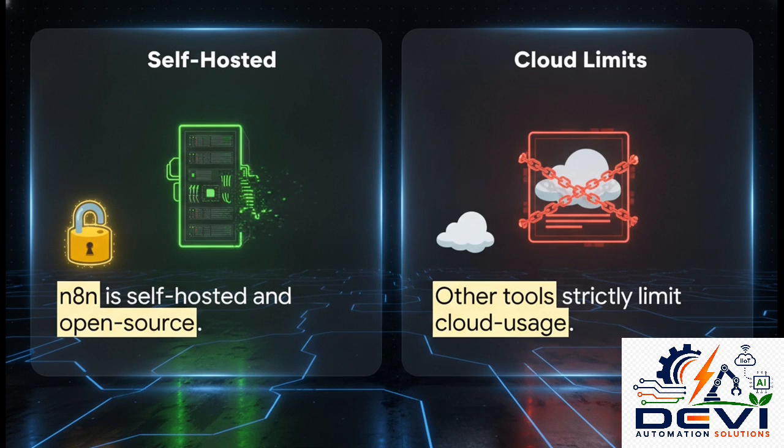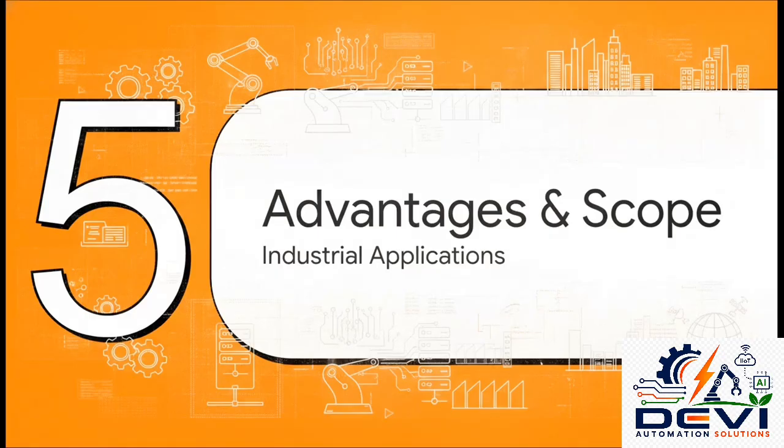Now, you might be wondering how it stacks up against the rest of the market. When you objectively compare n8n to alternatives like Zapier, Make, and Power Automate, the most distinct factual difference is its open-sourced and self-hosted nature. While those other commercial platforms often charge you per task or strictly limit your workflow usage in the cloud, n8n gives you the power to host the software yourself. This means you can run highly complex, heavy-duty workflows without constantly sweating over sky-high monthly bills based purely on execution counts.